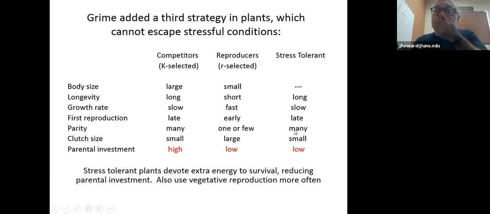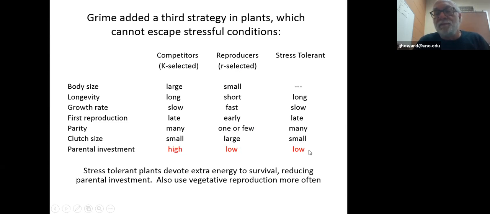On the other hand, they'll have many reproductive events, but they'll have small clutches because they don't have the energy to invest in lots of offspring. And the thing that differs then is that they won't be able to invest a lot in any one of their offspring. So whereas K-selected organisms have small numbers of large offspring and R-selected organisms have large numbers of small offspring, stress-tolerant plants will have small numbers of small offspring.